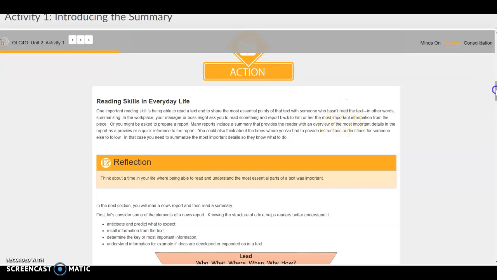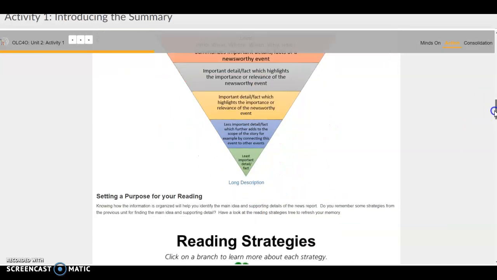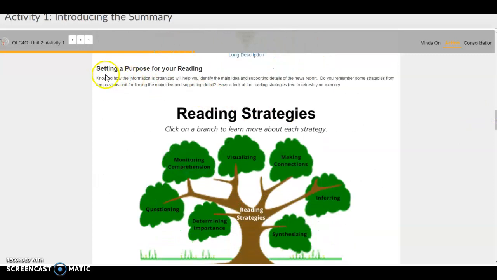As we continue, we'll talk about the different parts of what makes up a news report, because the first thing that you're going to have to summarize in this unit is a news report. This is just going to be a little review of what makes up a news report and its structure. Then we'll talk about setting a purpose for reading, and you'll get a little reminder about the reading strategies that we covered in Unit 1. They'll be important again in Unit 2, and you'll certainly need to know these reading strategies for your midterm test at the end of Unit 2, so keep them in mind.